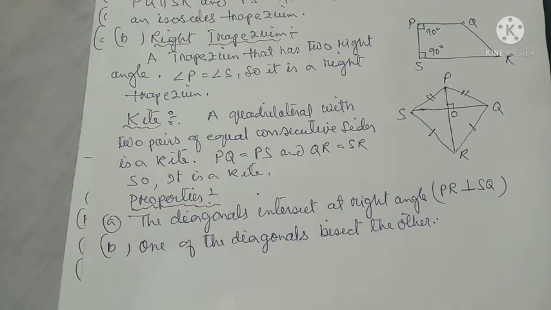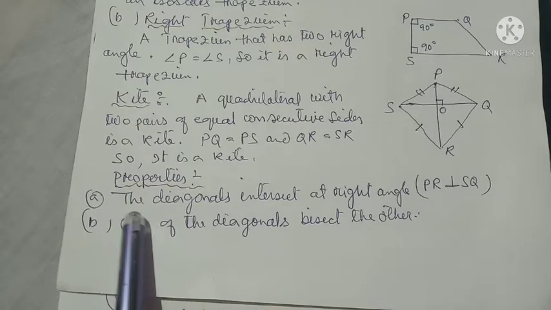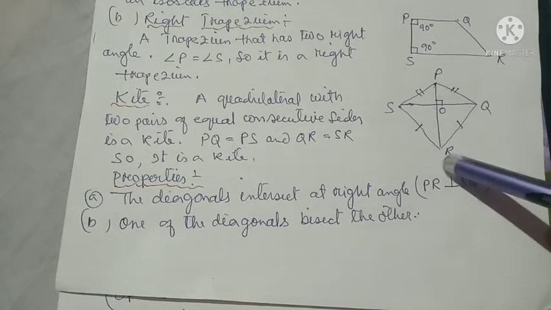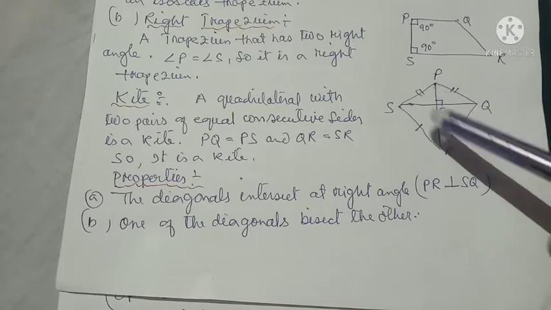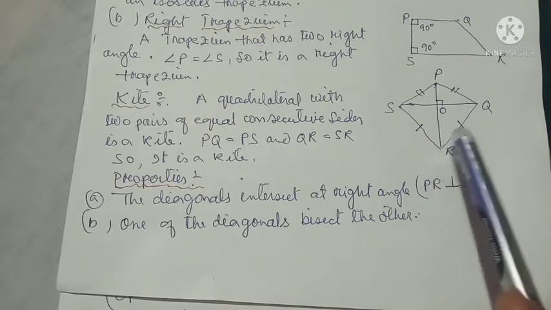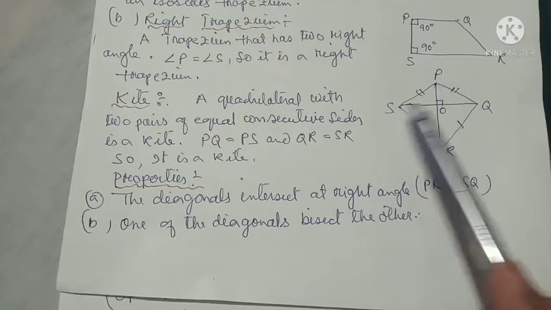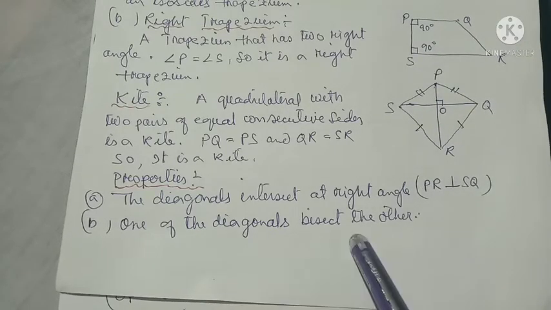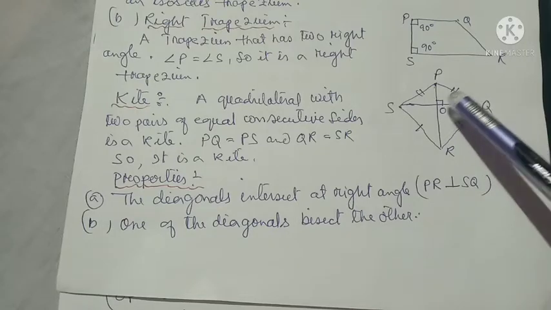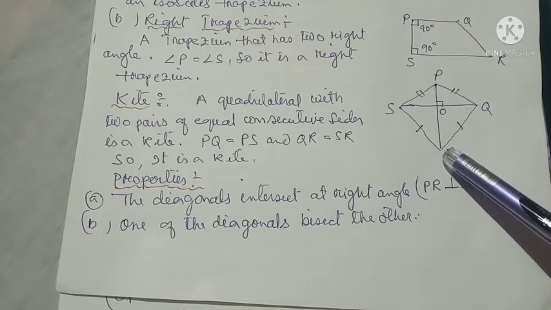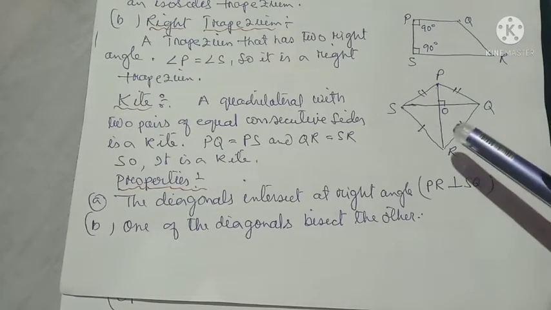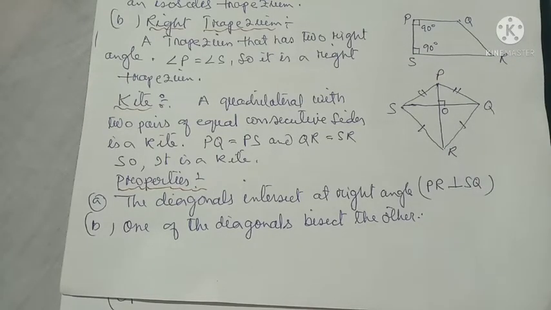So there are properties of the kite. Let's see what the properties of the kite are. The diagonals intersect at right angles. There are two diagonals in the kite. These two diagonals intersect at right angles, that is, PR is perpendicular to SQ. And one of the diagonals bisects the other, meaning when you draw the diagonals, one diagonal bisects the other at the point O. Understand?